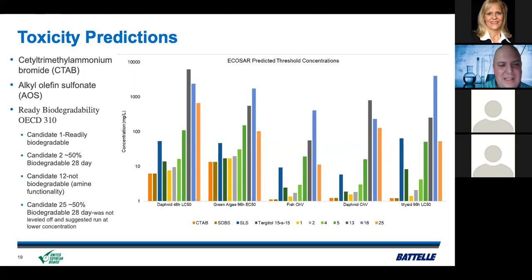I'll skip down to candidate 25. It was also 50%, and it was suggested that we run at lower concentration to determine whether it was readily biodegradable or not. The interesting result, as you'll see, because this was our best enhanced oil recovery material, was candidate 12, but apparently the amine functionality wasn't very much liked by the microbes. So it showed antimicrobial activity where it did not biodegrade. It just killed all of the microbes.